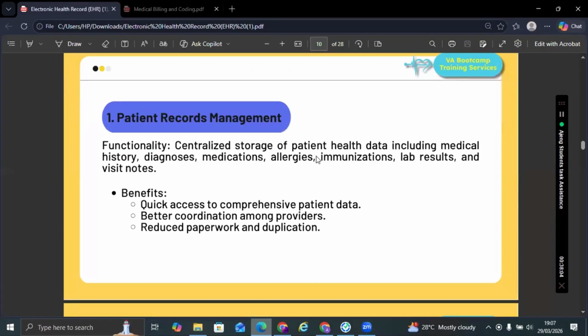Firstly is patient record management. The functionality is centralized storage of patient health data, including medical history, diagnosis, medication, allergies, immunization, lab results, and visit notes. And the benefits are, firstly, quick access to comprehensive patient data, and then better coordination among providers and reduced paperwork and duplication.